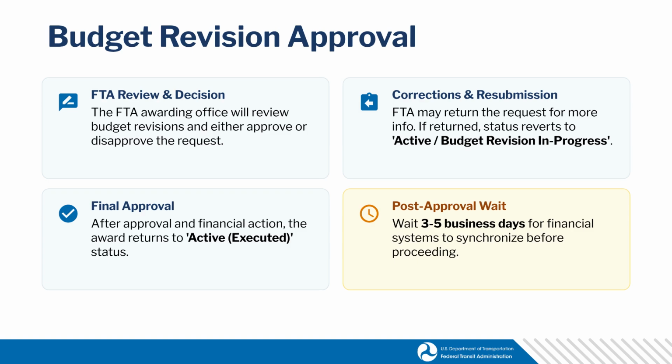FTA Awarding Office will review the budget revision and either approve or disapprove the request. FTA may return the budget revision request to the recipient for additional information or corrections. If returned, the revision will revert to active budget revision in progress status in the system. Once the FTA office has approved the budget revision and completed the financial action, the award will return to an active executed status. Recipients are reminded to wait at least 3 to 5 business days after approval to ensure the financial transactions have passed through all of FTA's financial management systems.